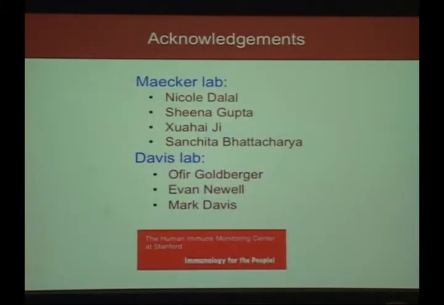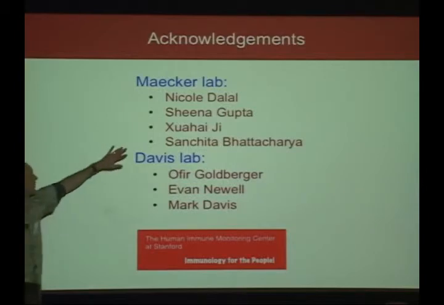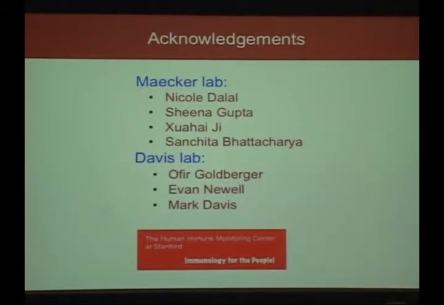So these are some folks from our lab that worked on this tetramer project. It was led by Sheena and G in the lab. Sanchita has helped us with doing the normalizations and the analysis of the data. And the whole Fluidigm platform is in Mark Davis's lab, and Ophir and Evan were some of the early pioneers to help us get started with the technique.